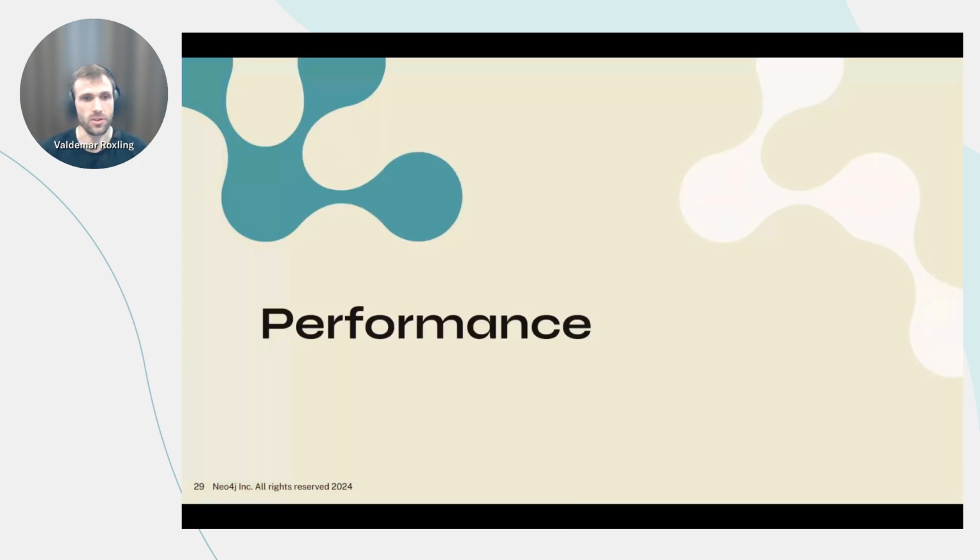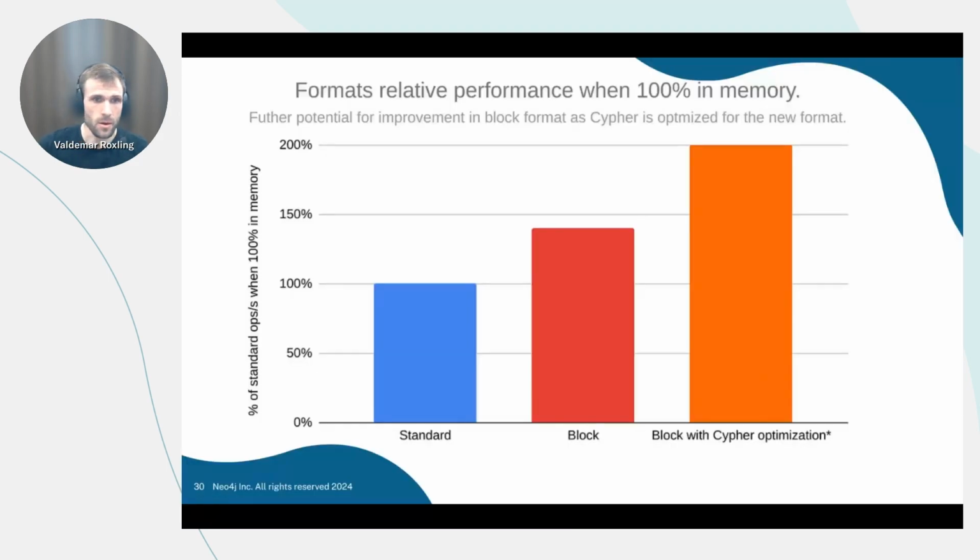So how does this actually perform? Because this is the interesting part, I think. Here we have a chart of some aggregated data benchmarks when everything fits in memory, so when we have more memory available than the store is big. We can see that the standard format, one of the legacy formats, is the baseline, and block format is outperforming the legacy formats by almost 50% when everything is in memory.